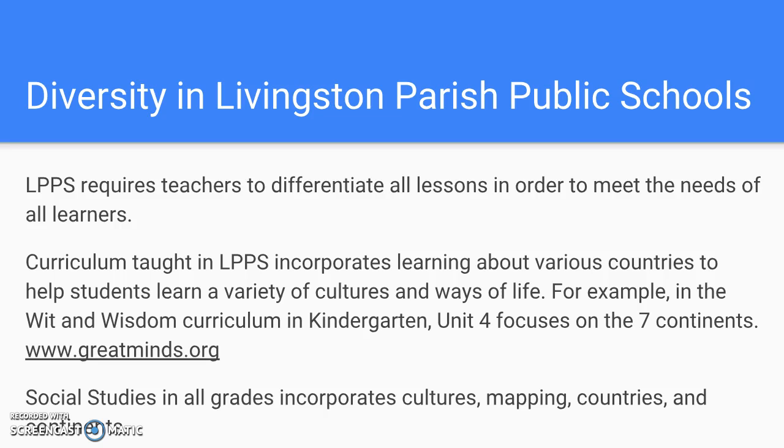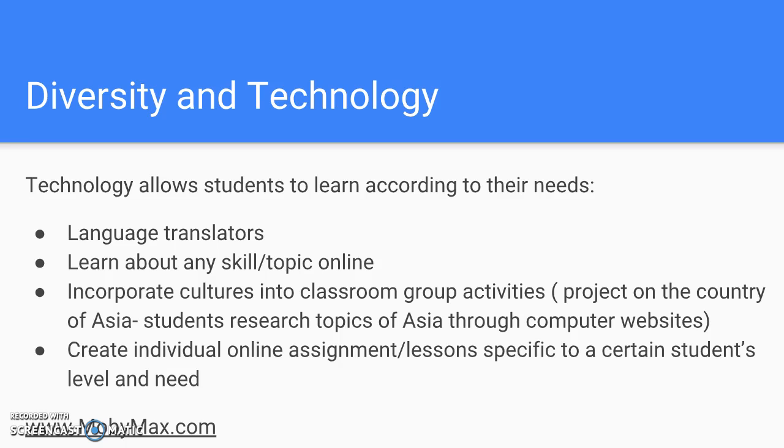Curriculum taught in LPPS incorporates learning about various countries to help students learn a variety of cultures and ways of life. For example, in the Wit and Wisdom curriculum we teach in kindergarten all the way to 5th grade, Unit 4 for kindergarten focuses on the 7 continents. www.greatminds.org is the Wit and Wisdom site, and one can research and find more out about that curriculum and the global issues that it may involve. Social studies in all grades incorporates cultures, mapping, countries, and continents, and much more.